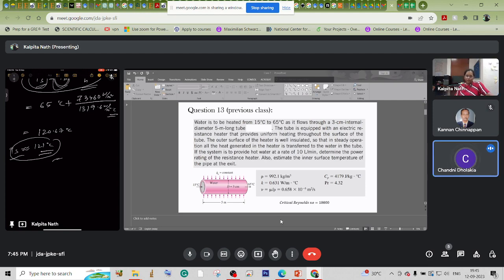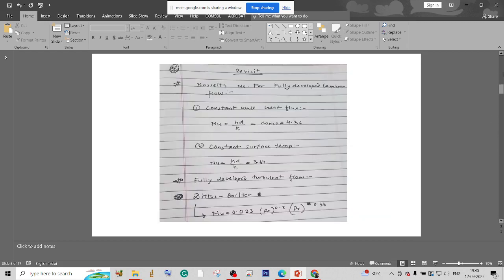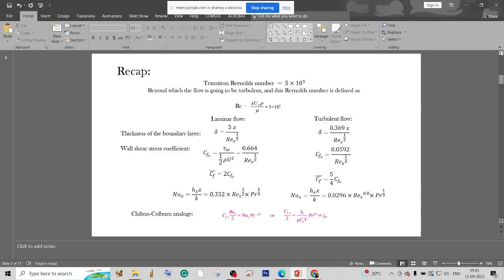No, ma'am. Okay, then I'll proceed to today's question bank. So this we already know from the previous class. These are the analogies that we are using for laminar flow and turbulent flow for flow inside a pipe, and these are the equations that we are using for the flow over a flat plate, right?